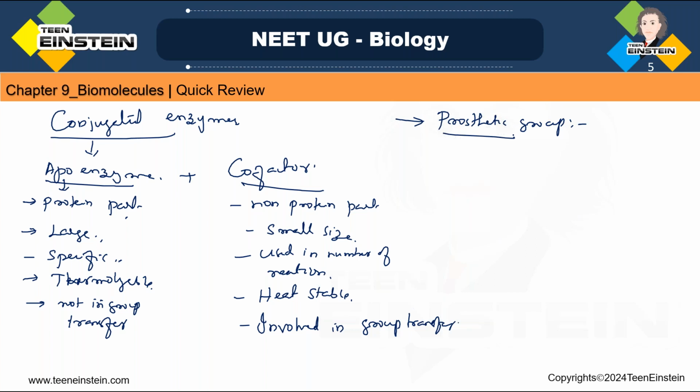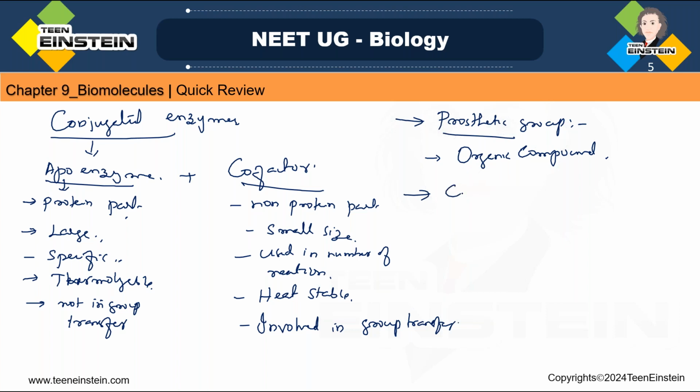Prosthetic group means the organic compound which is binding through a covalent bond to a molecule, that means to an apoenzyme. Prosthetic group is the organic compound which is binding to the apoenzyme.